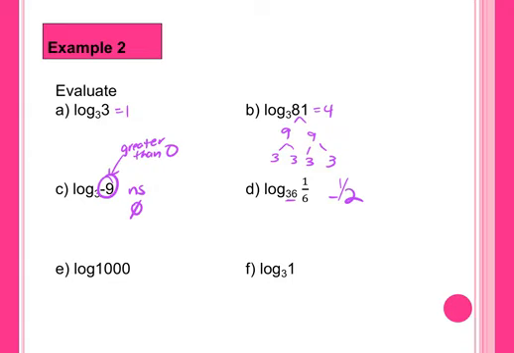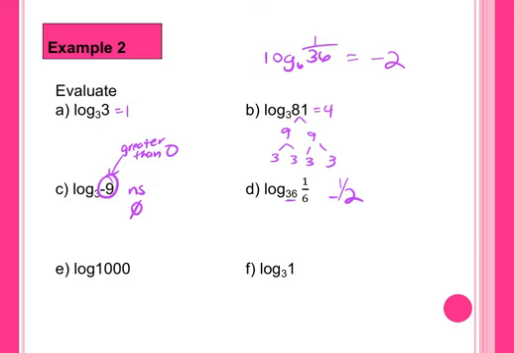If it was the other way around, if it was log base 6 of 36 or 1/36, that is -2. But if I'm going from 36 to 6, it's a square root, and a square root is 1/2. So that had two parts to it.